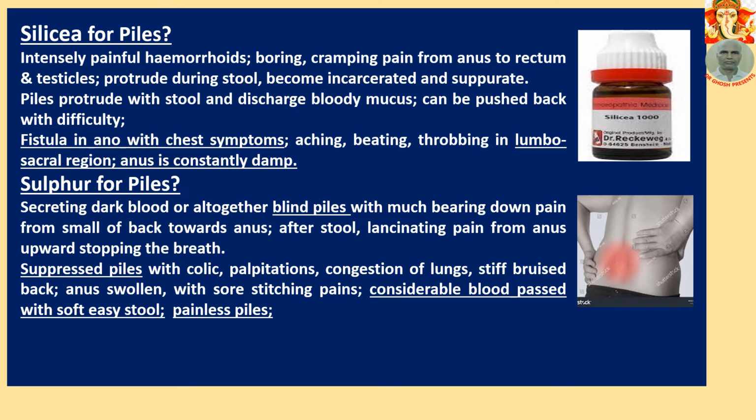Fistula in ano with chest symptom. This is a very important symptom, mind it. Whenever you come across this symptom, there is fistula in ano and the patient is suffering from chest problem. Silicea is one of the top medicines there. There are other medicines also, I will come to them. Aching, beating, throbbing in lumbosacral region. Lumbosacral region means lumbar and sacrum, the junction of the lumbosacral. This is the lumbosacral region.